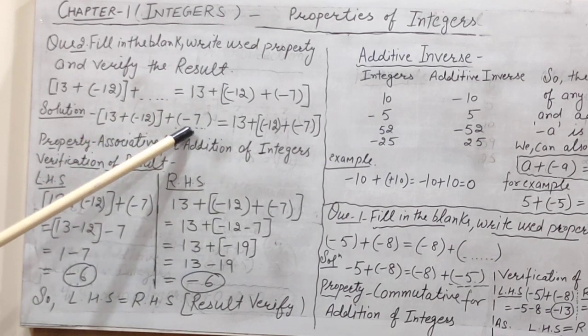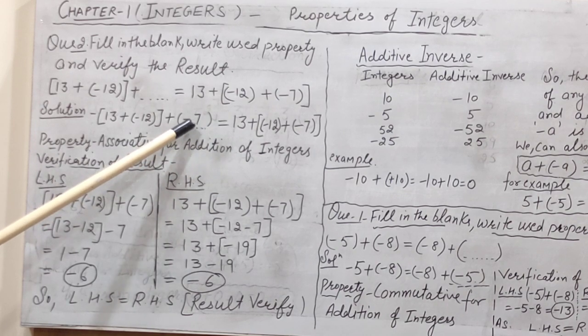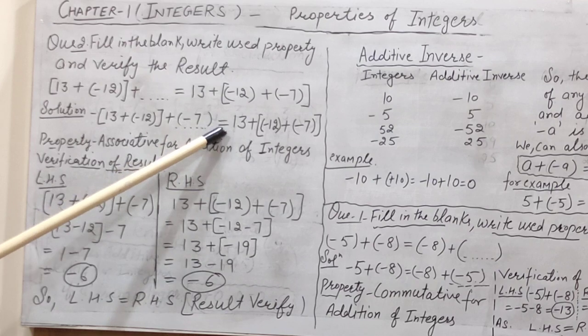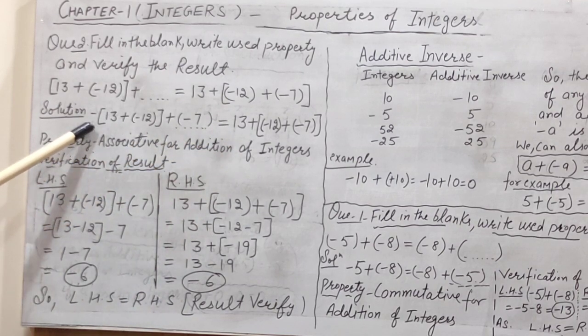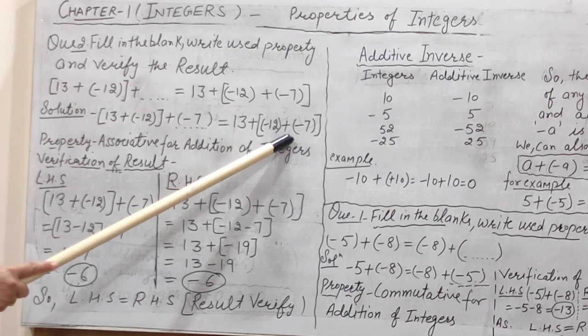So what you have to place here? What is missing? -7. Why do we place -7? Because there is the equal sign. Equal sign means left hand side is completely equal to right hand side.